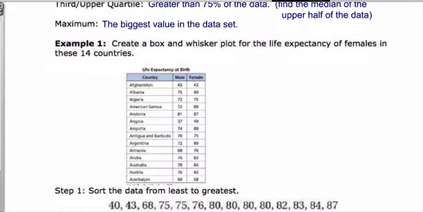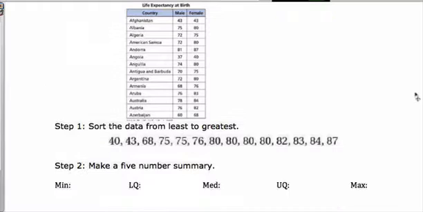So we are given the life expectancy of males and females of several different countries. Okay, and we're just going to focus on females. So create a box and whisker plot for the life expectancy of females in these 14 countries. Okay, so I broke this down into steps for you. So our first step is to sort the data from least to greatest.